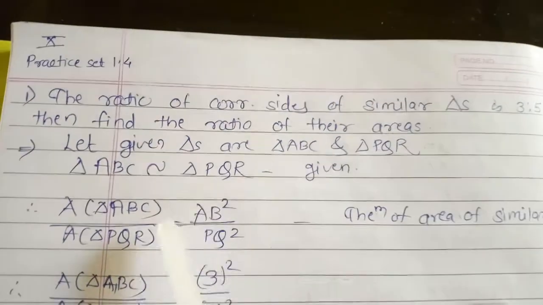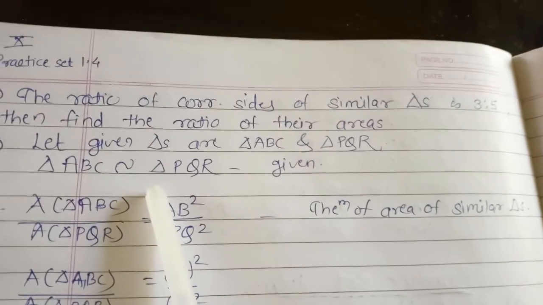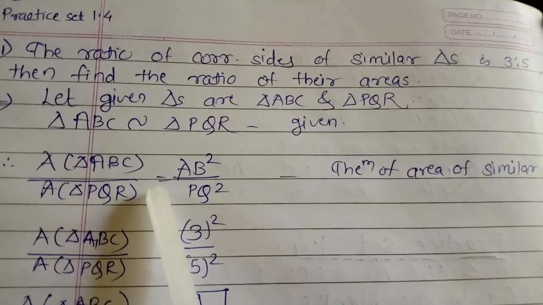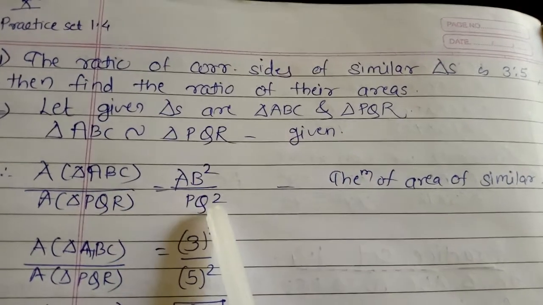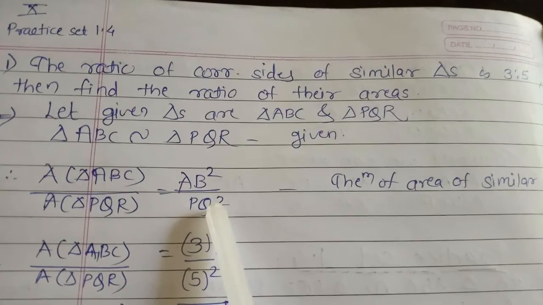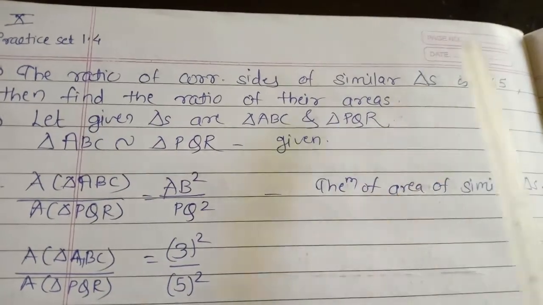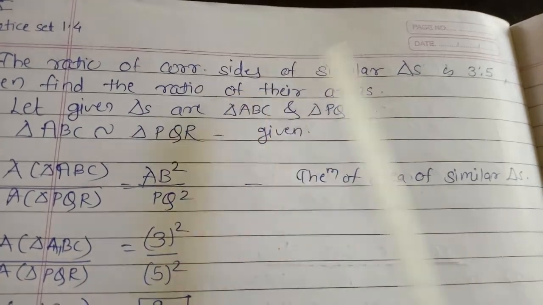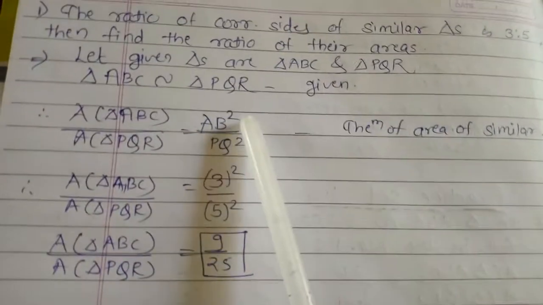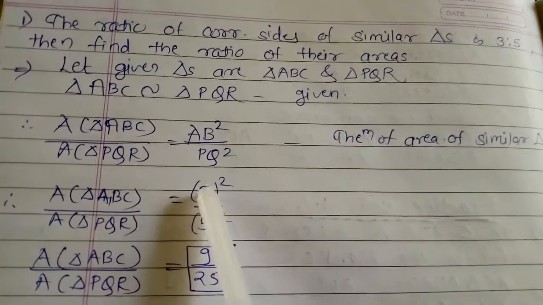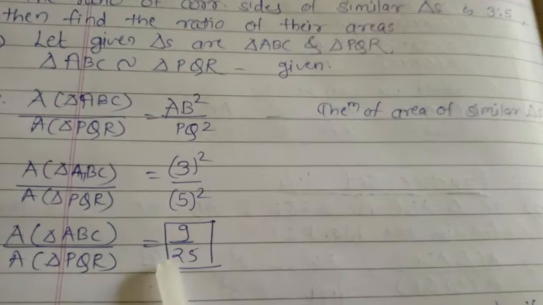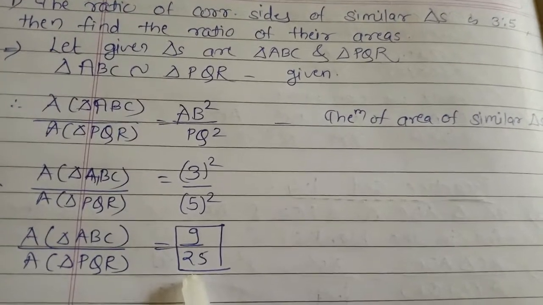The reason is given, and by the theorem of area of similar triangles we know that the ratio of areas of similar triangles is equal to the ratio of squares of their sides. So AB square upon PQ square, here we write it. And now in the example we are given that the ratio of corresponding sides is 3:5. So we just put down the values of the sides. The side of the first triangle is 3 and the second one is 5. So 3 square upon 5 square, and so the answer is 9 upon 25.